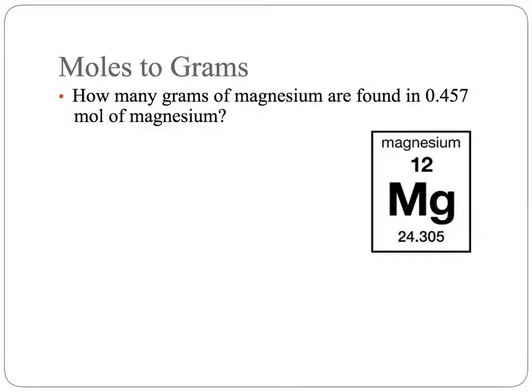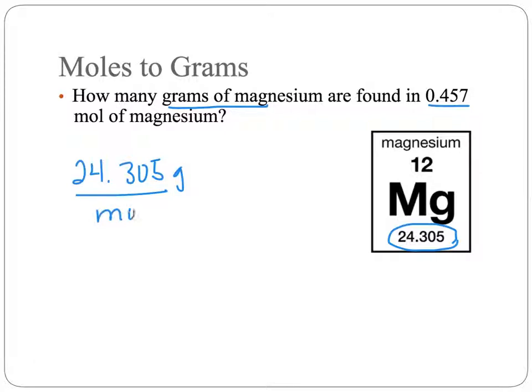Much more often you are asked questions that want you to figure out how many grams of something there are in a certain amount of moles. So this question asks how many grams of magnesium are found in 0.457 moles of magnesium. In order to answer that question, we need to go back to the periodic table. I have my sample periodic table block here, and it tells me my atomic mass for magnesium is 24.305. And so we know then that there are 24.305 grams of magnesium in a mole.